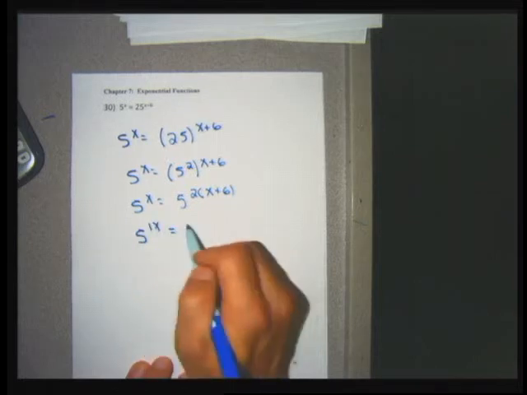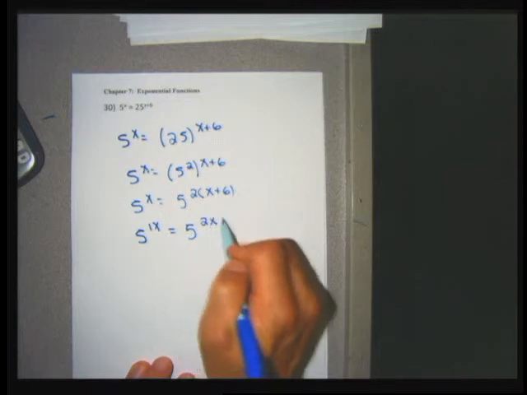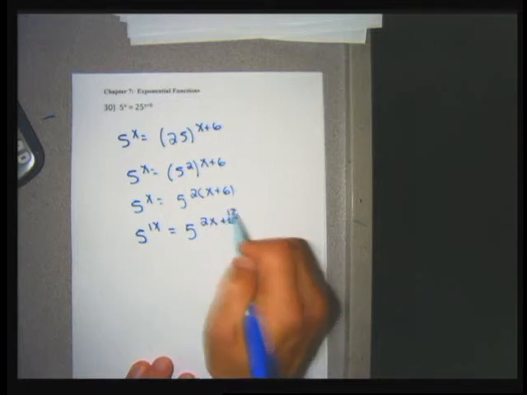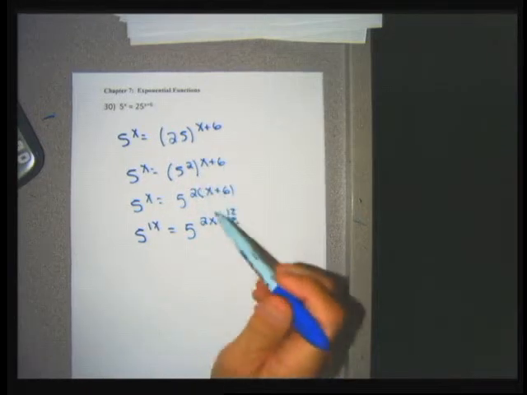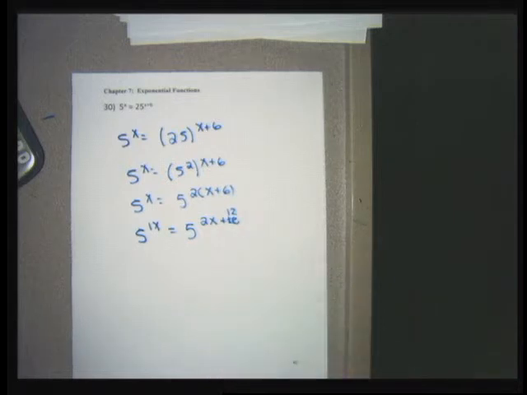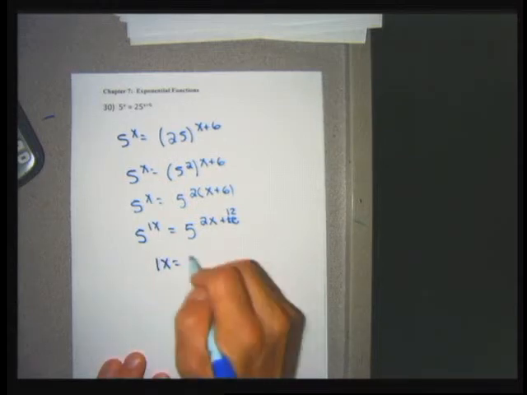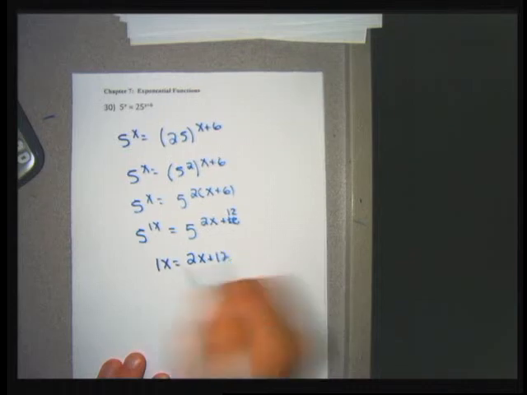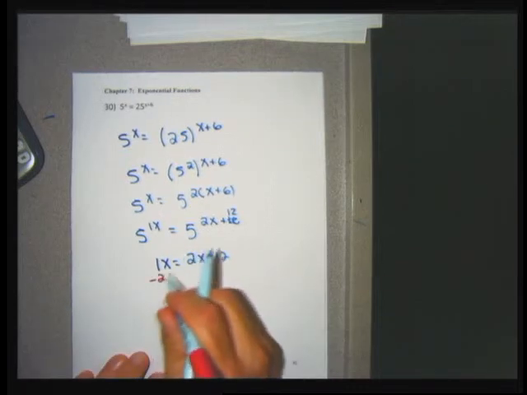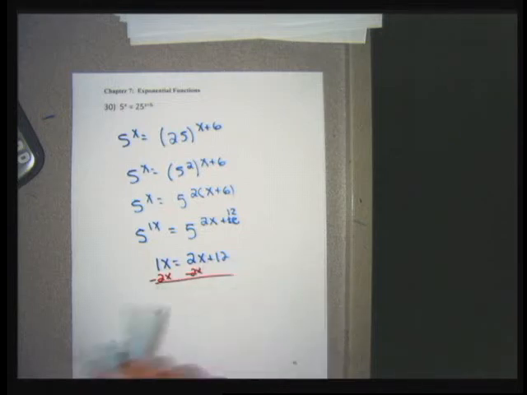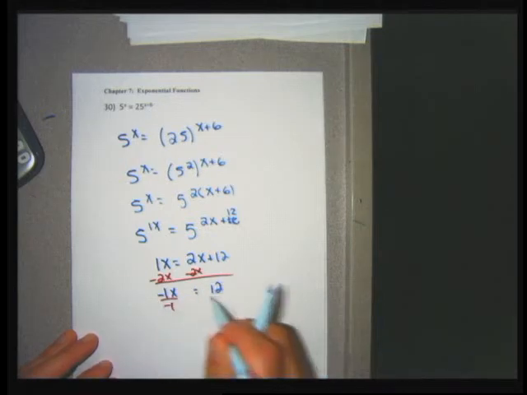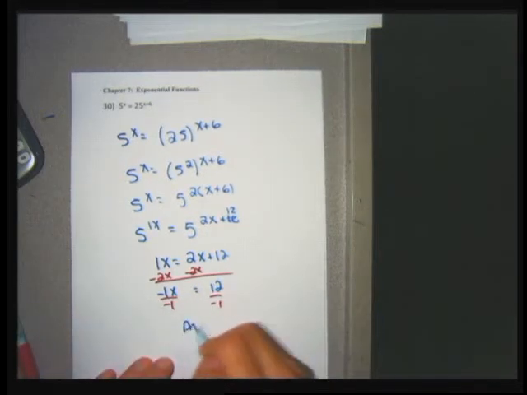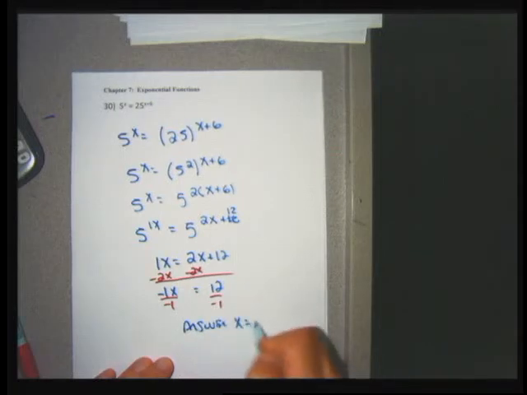Eventually I want a 1 in front of the x on the left side. It's just going to make my work easier. And I was able to multiply the exponents. You get 2 times x, which is 2x, 2 times 6, which is 12. So this gives me 5 to the 1x equals 5 to the 2x plus 12, which gives me the ability to go 1x equals 2x plus 12. And then I'm going to minus 2x from both sides. 1x minus 2x is negative 1x. And then I have to divide by negative 1. I believe the answer is x equals negative 12.